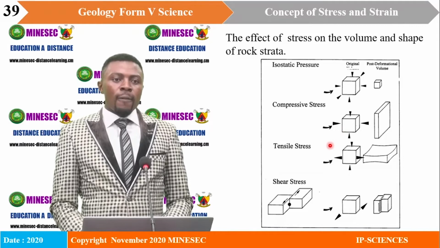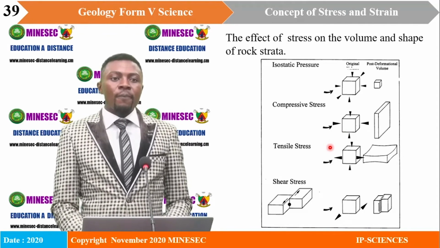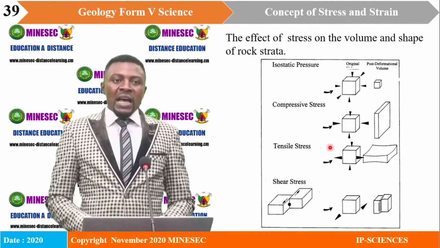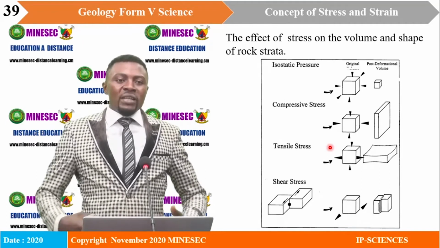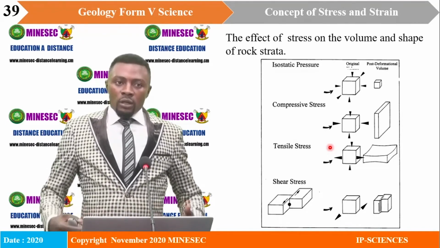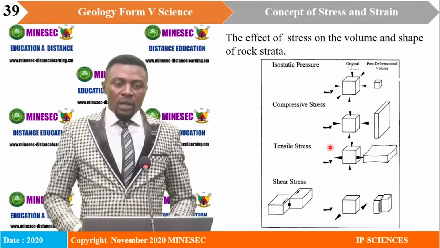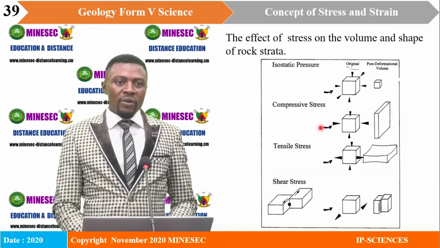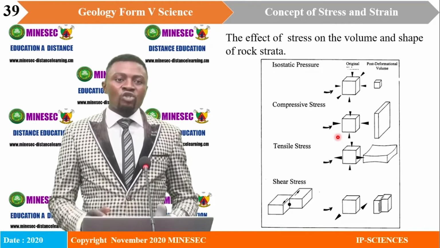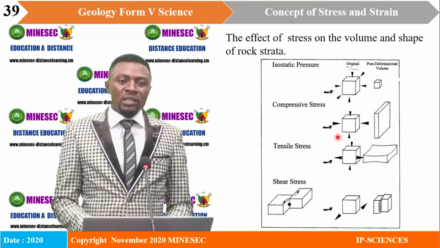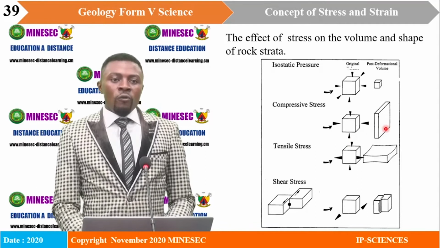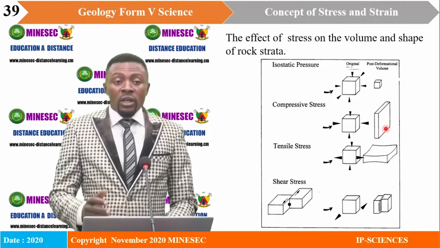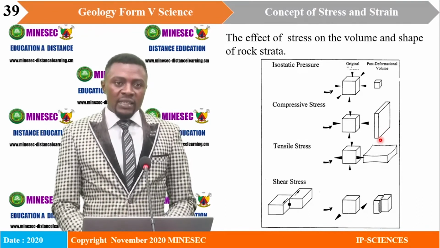In our next illustration, we have compressive stress. In compressive stress, you see that the stress is acting on that body of rock from both directions. It is coming from left and from right. This is the two directions in which the body is being stressed from. And when that happens, you find that the rock will also change in size or in volume and shape.